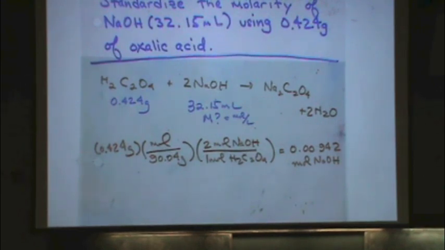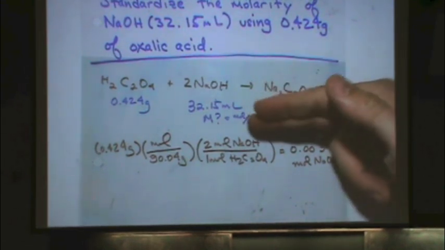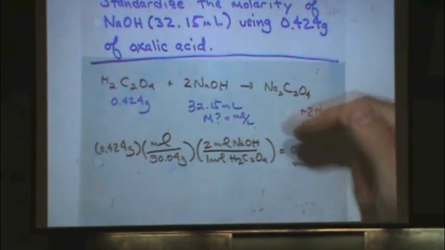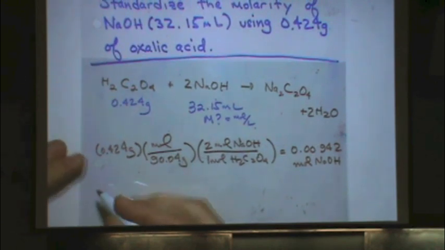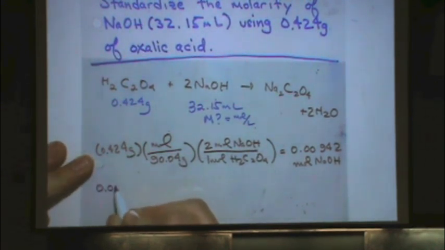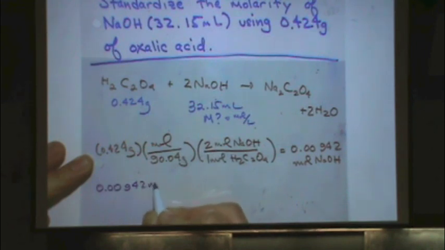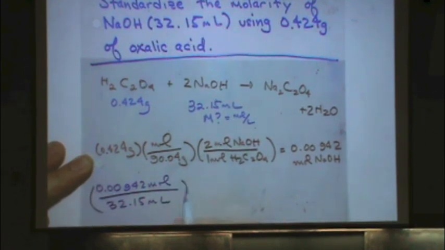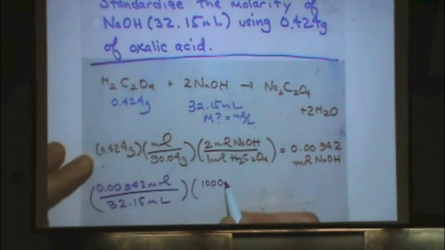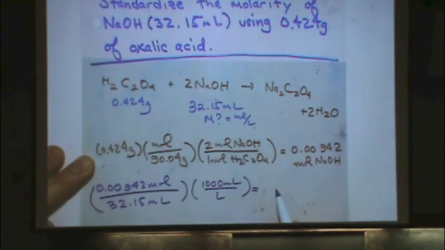Now, what I'm going to do is use this to convert to molarity. Okay, so I have moles, I'm going to go to molarity, I need moles per liter. Let's go down to the next line. Well, that would be 0.00942 moles on top in the numerator, divided by the volume, which is 32.15 milliliters. However, the volume is in milliliters and it should be in liters. So it's 1,000 milliliters per liter. And this turns out to be 0.293 molar sodium hydroxide.